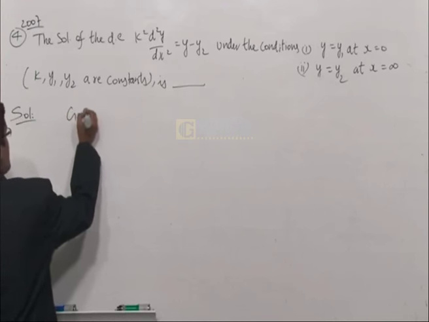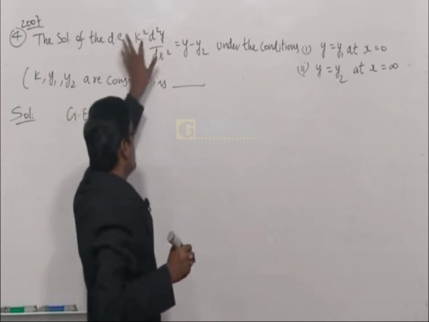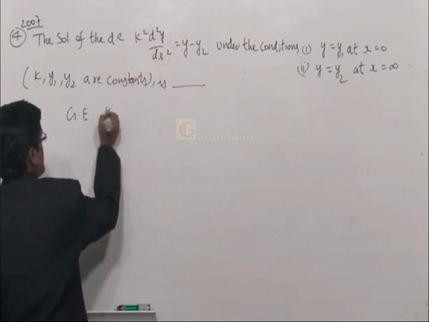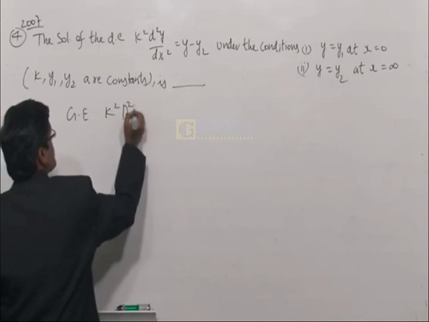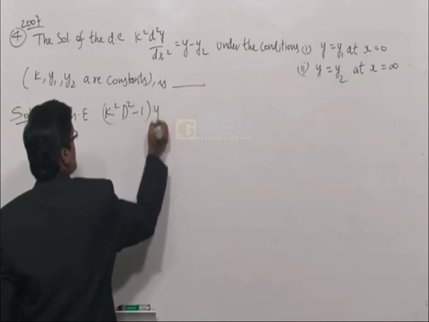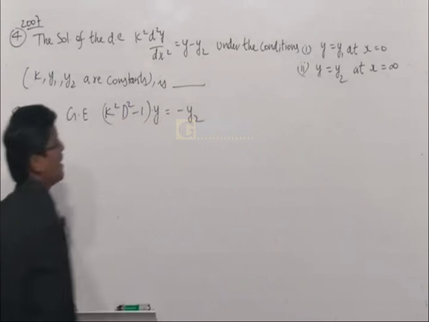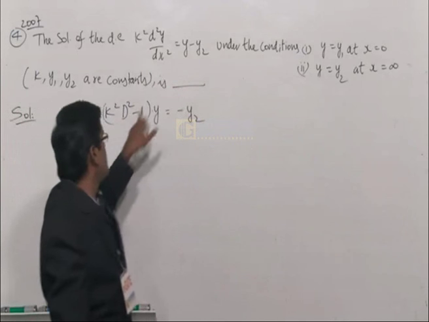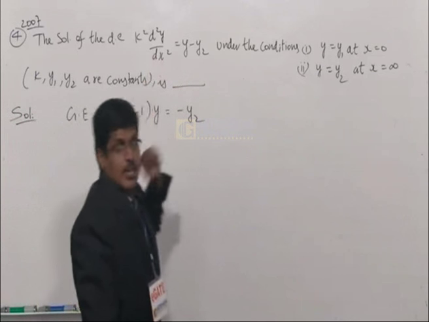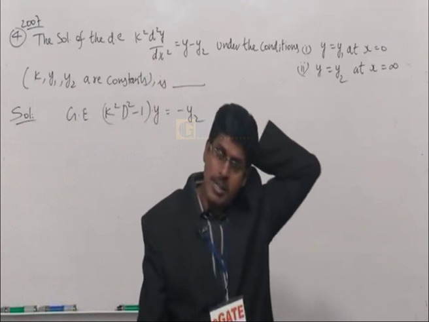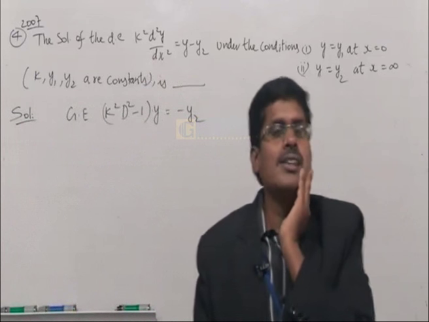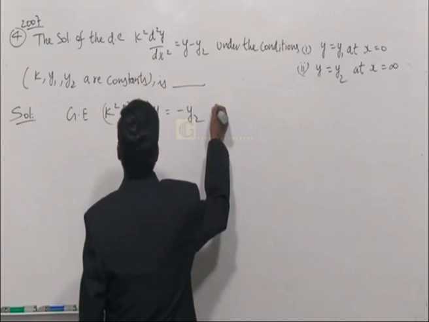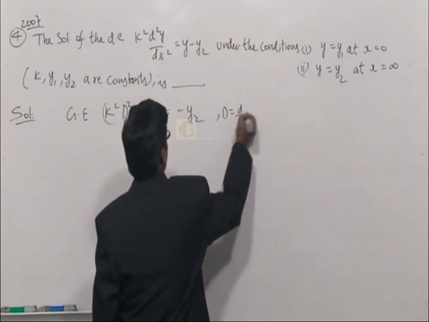So given equation operator form, all dependent variables belong to the left side. This is not standard form. Bring y into this side. K square D square minus 1 into y. Now your right side is only a single term minus y2, which is a constant. Bring this y into the left side, then write in capital D notation, because I told you standard form is all dependent variable terms on the left side, other terms on the right side. D stands for d by dx.